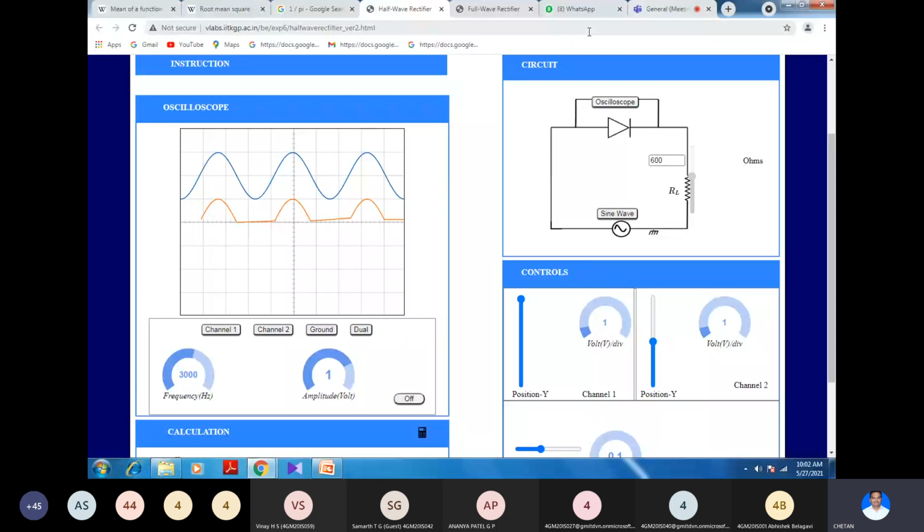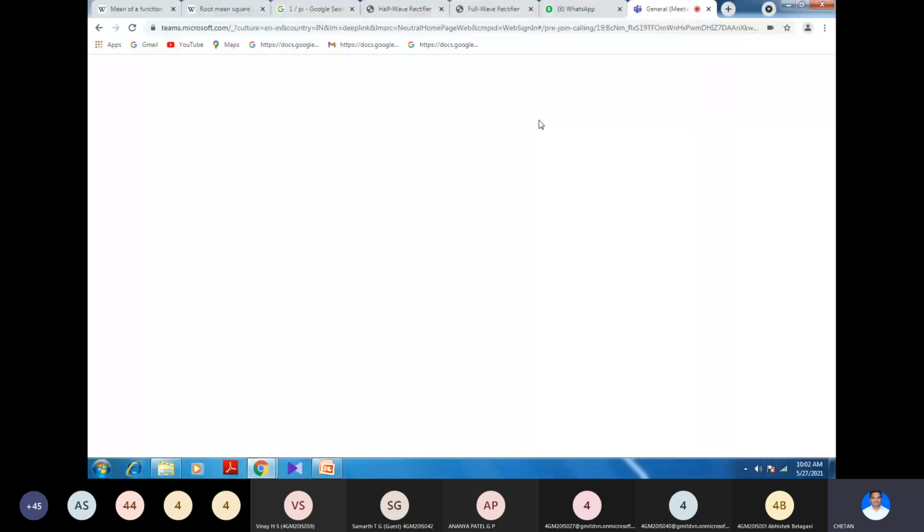Further, in the next classes, we shall see how the full wave rectifier works. Under full wave rectifier, you will find two variants. One is a bridge rectifier. The second one is a full wave rectifier with capacitor filter.